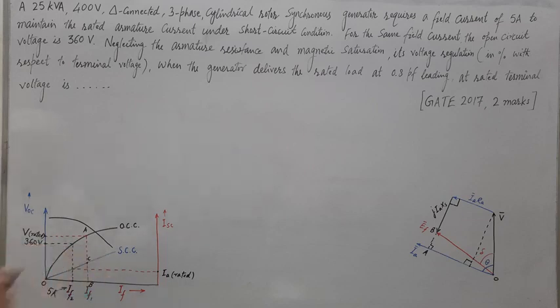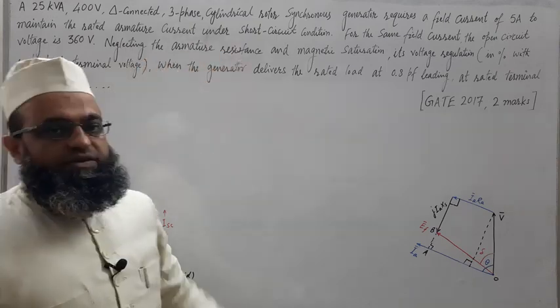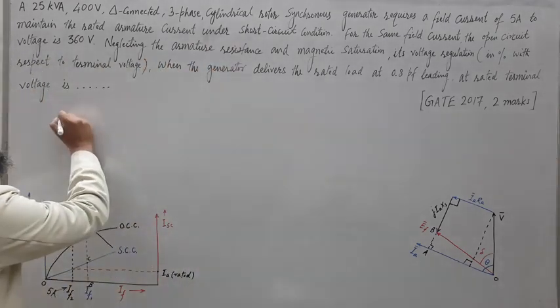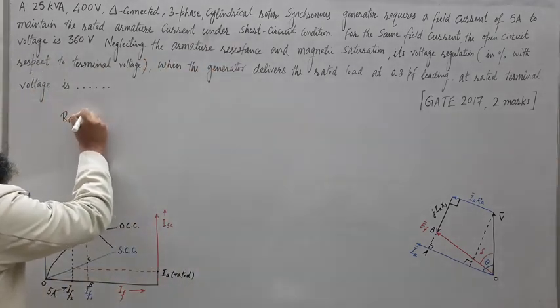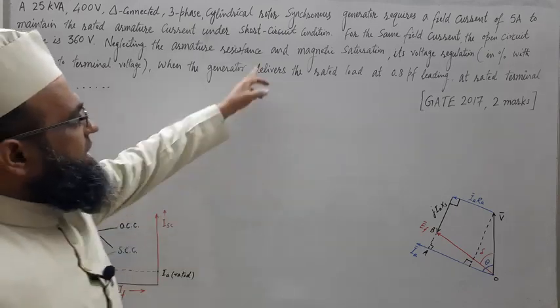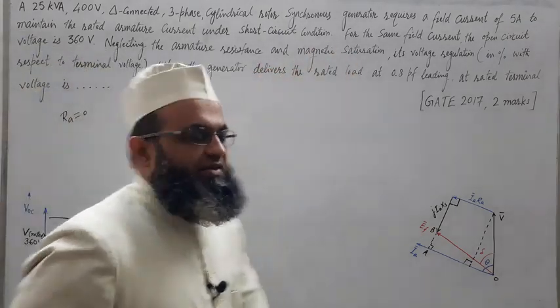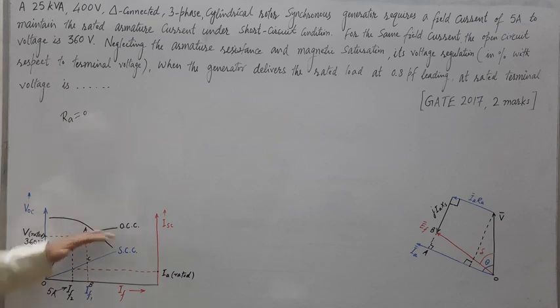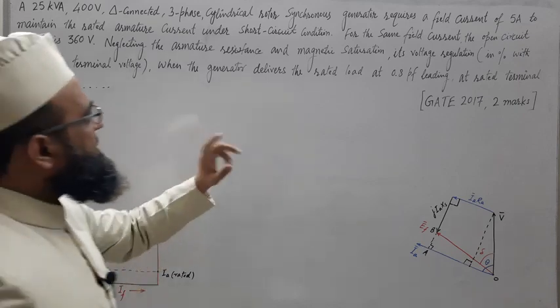This voltage is 360 volt. Neglecting the armature resistance, that is RA, has been ignored. RA is 0 here. And magnetic saturation, it means this curve saturates here, right? That saturation has been ignored.